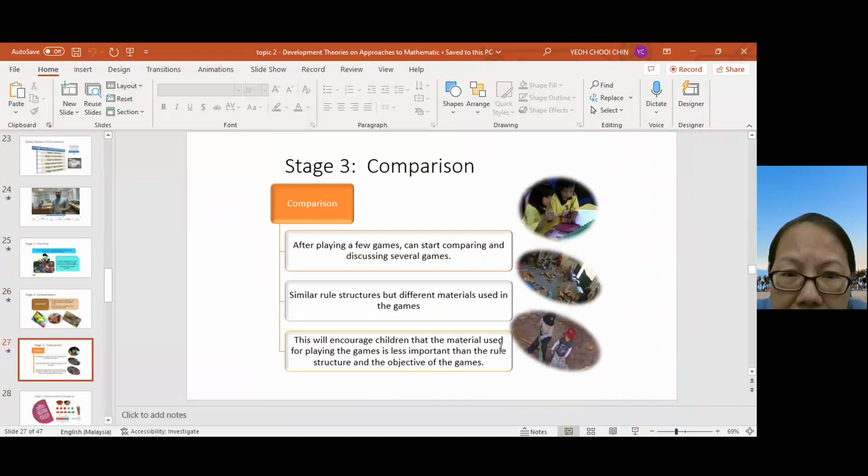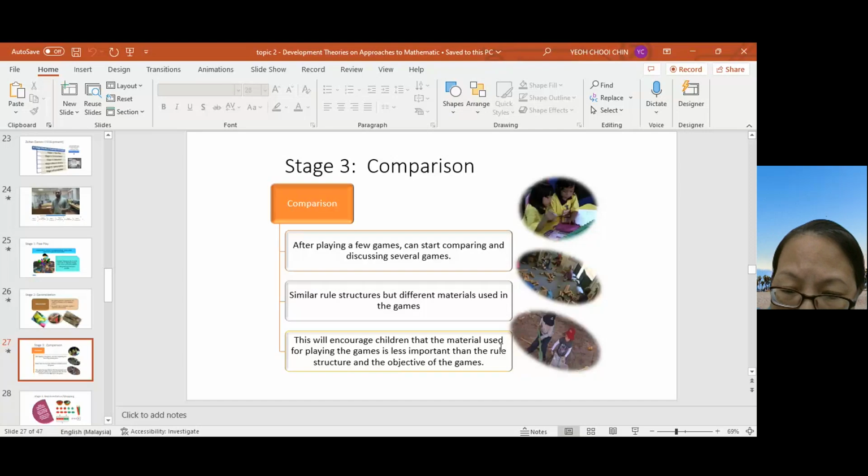The comparison part of it. After playing a few games, they can start comparing and discussing the different games. After playing, they know how to start: oh, this is like that. This one is not like that, for example. Similar rule structures, but different materials.